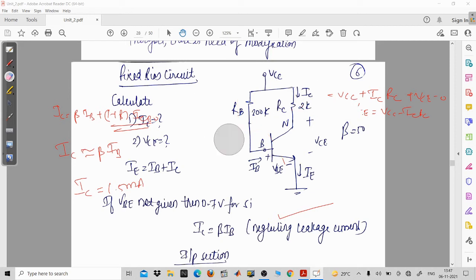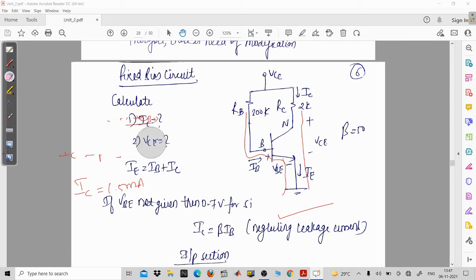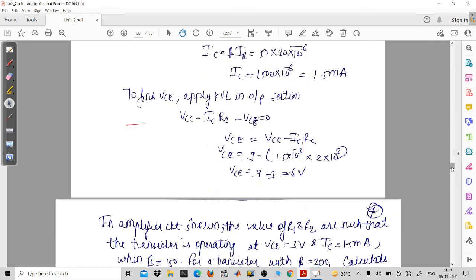You just have to apply the KVL in the input and the output port. To find the IC, apply KVL here, where the current direction will be from this point to this point. This is the closed circuit, and to find the VCE you apply a KVL here. So this is the only trick you will have to follow to calculate IC and VCE. So now the value which is coming out for VCE will be equal to 6 volt.